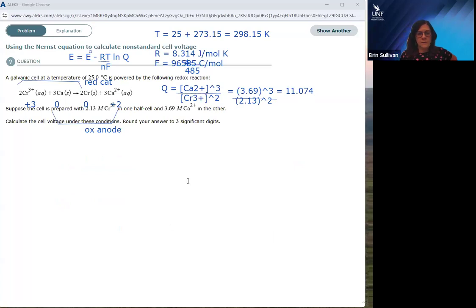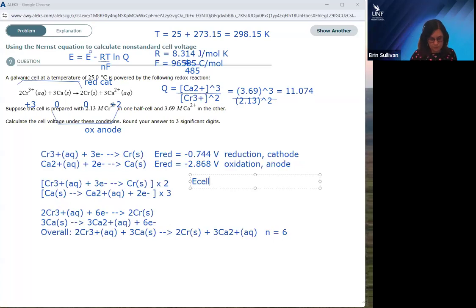Okay, and then the other thing we have to do is actually work out the standard cell potential. So that is going to be the cell potential of the cathode minus the cell potential of the anode. So just as they have come straight out of your standard reduction potentials, right? So the cathode we identified was the chromium couple, so that's minus 0.744 volts. Then subtract from that our anode, so minus and minus gives me a plus, 2.868 volts. So that is going to give me my standard cell potential of 2.124 volts.